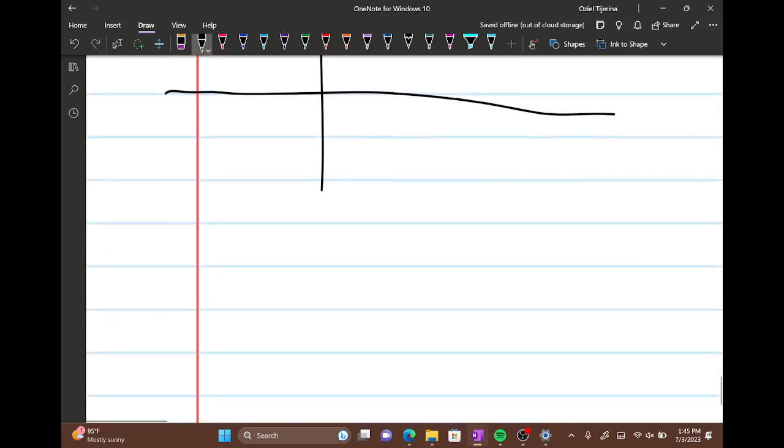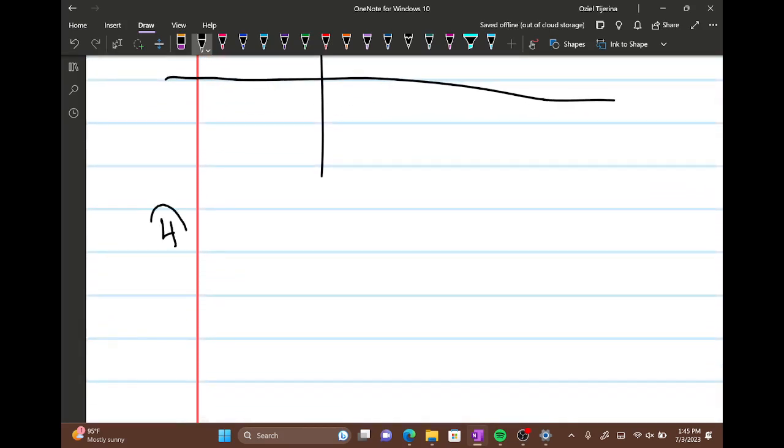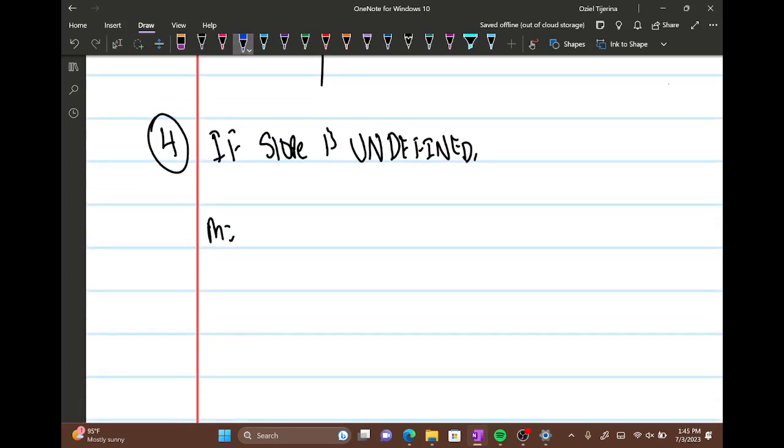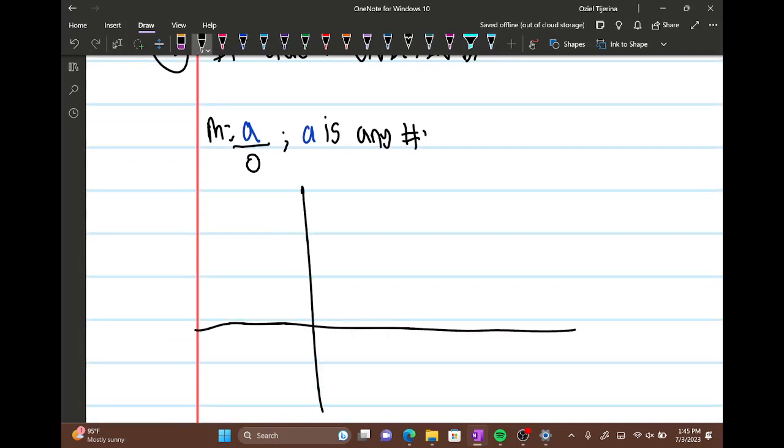And of course, number 4, if the slope is undefined, meaning that if m is equal to some number a over 0, such that a is any number, basically what this means is that if I plug in any number for a, but it's over 0, the slope is undefined. So the line would be a vertical line.